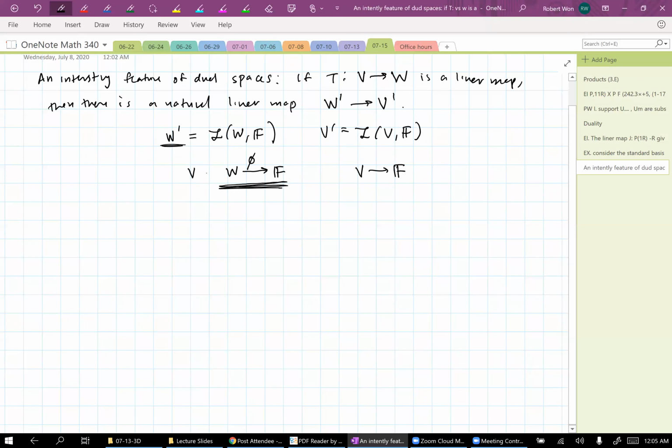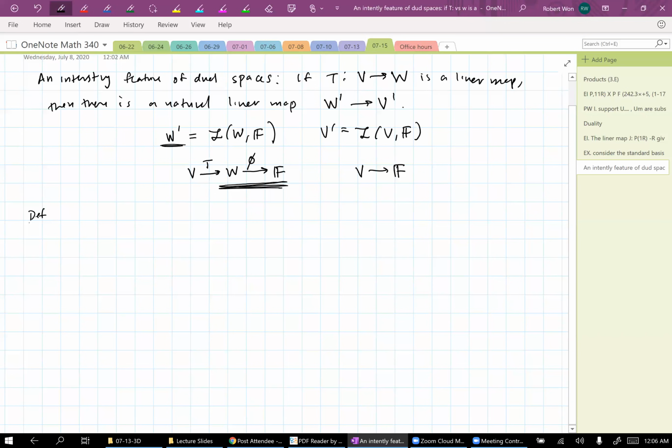One thing you could do is you could just take T, map from V to W, and then take phi to map from W to F. So that gives you a map from V to F. So for every element of W dual, if you precompose with T, you get a map in V dual if you start with a map from V to W. Okay, and this map from V to W, giving you a map from W dual to V dual, that map from W dual to V dual is called the dual map to T.